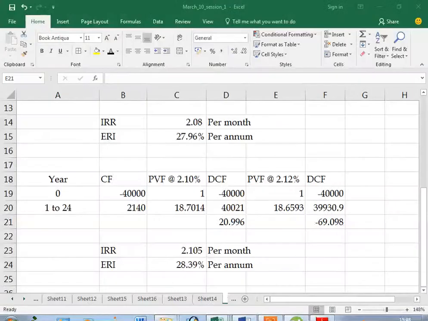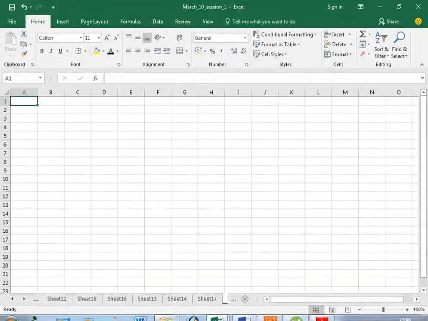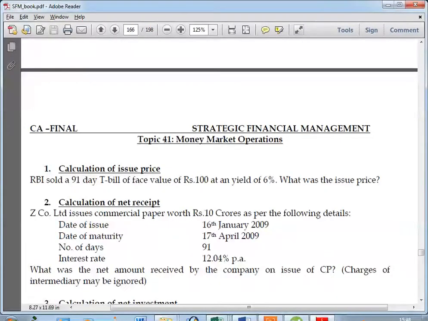For example, I'm going to start directly with question 1. It says RBI sold a 91-day treasury bill of face value 100 at a yield of 6%. What is the issue price? That is, this instrument is going to give a return of 6% and it has a face value of 100. So your issue price has to be either 95, 97, 98, or 99 so that you get an effective yield of 6%. That's the question. Now please listen.